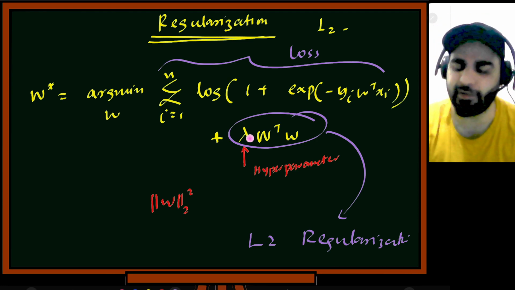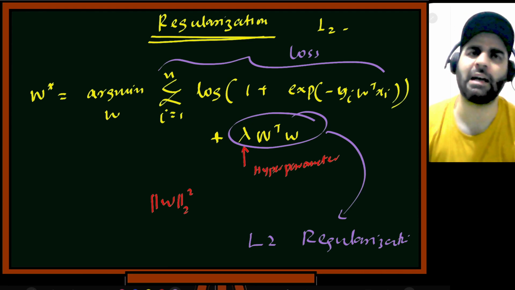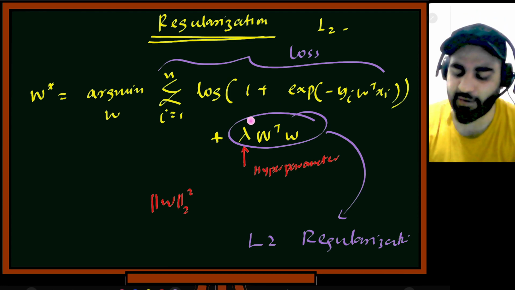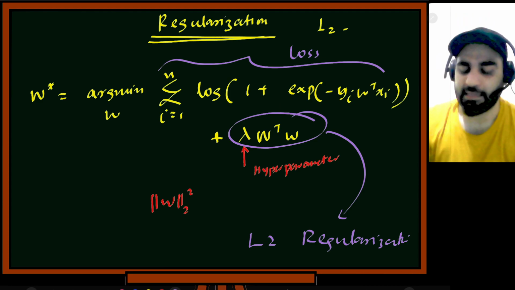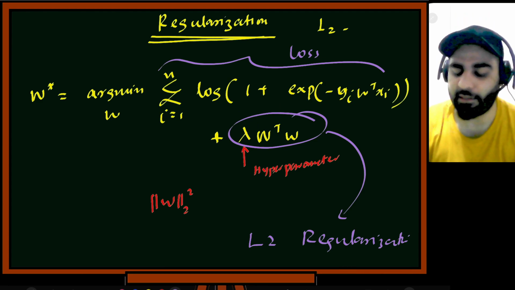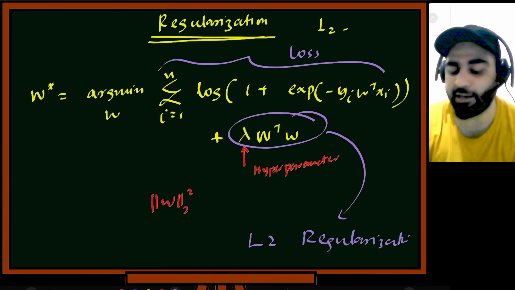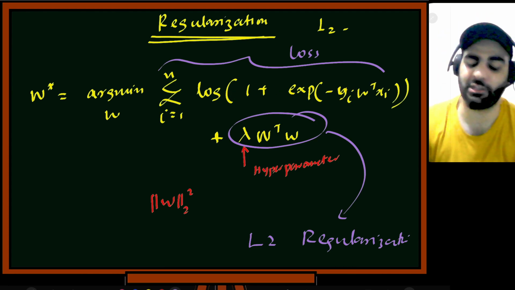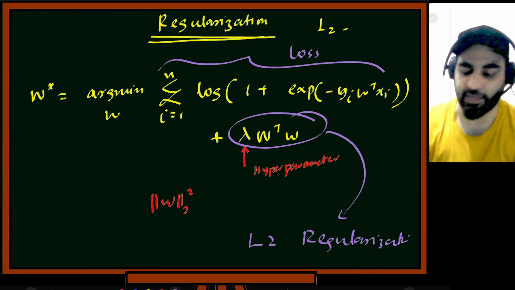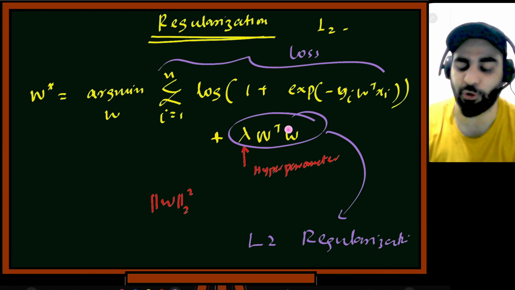If you make this lambda very large, not even 1, say 100,000 or something, this term will have more impact now. You will have to choose a lambda such that it does not prevent this loss from getting minimized. So if you make this very large, again there will be a problem. If you make this very small, you are vanishing the whole thing.